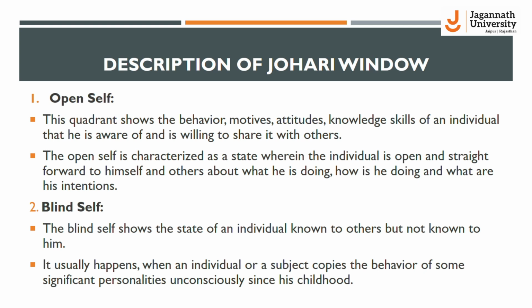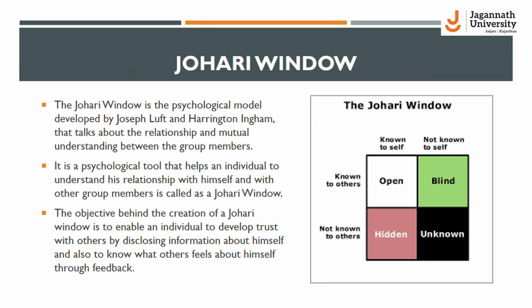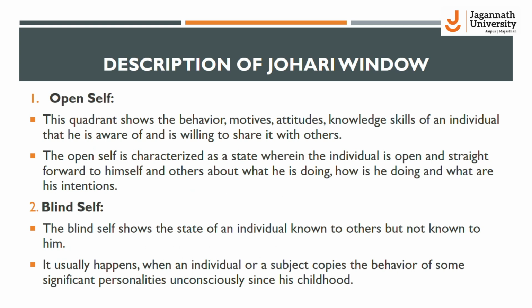The open self is characterized as a state wherein the individual is open and straightforward to oneself and others about what he is doing, how he is doing it, and what his intentions are. So no hidden agendas are there. Things are very open and clear. Then the second quadrant is blind self, as you can see, not known to self but known to others.